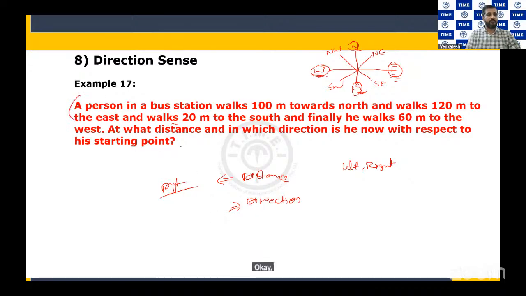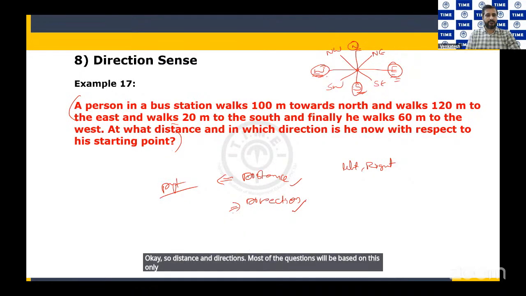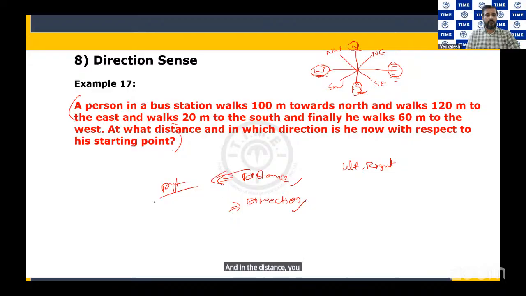This is a sample question given. So distance and directions. Most of the questions will be based on this only, distance and direction. And in the distance, you should know when to apply the Pythagoras rule. Okay. Fine.